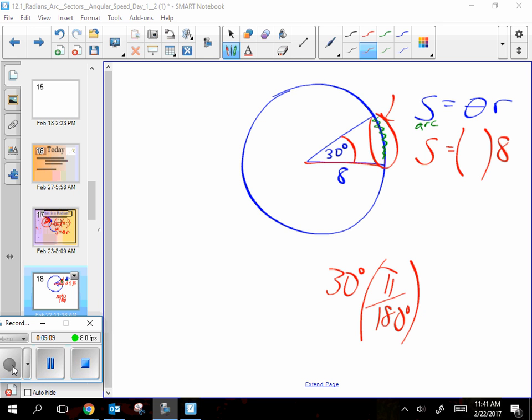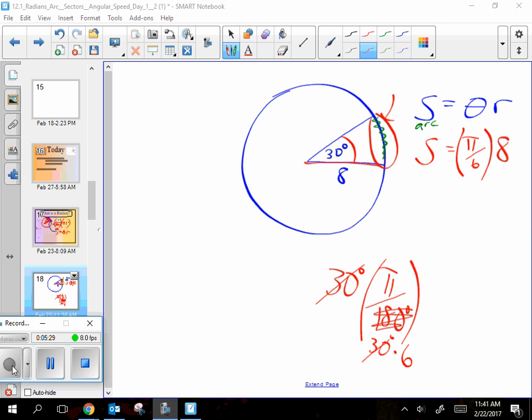These can simplify down, and I will recommend 30 times 6. That'll get me a total of 180, and then the 30s can cancel, and look at that, it's pi over 6. Pi over 6 times 8 is your answer. Raise your hand if you had that one right. All right, awesome. That is the sector length.